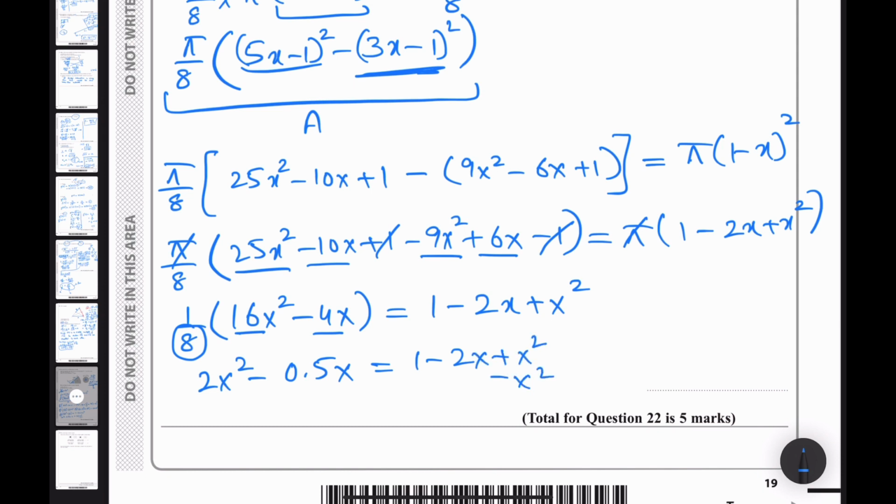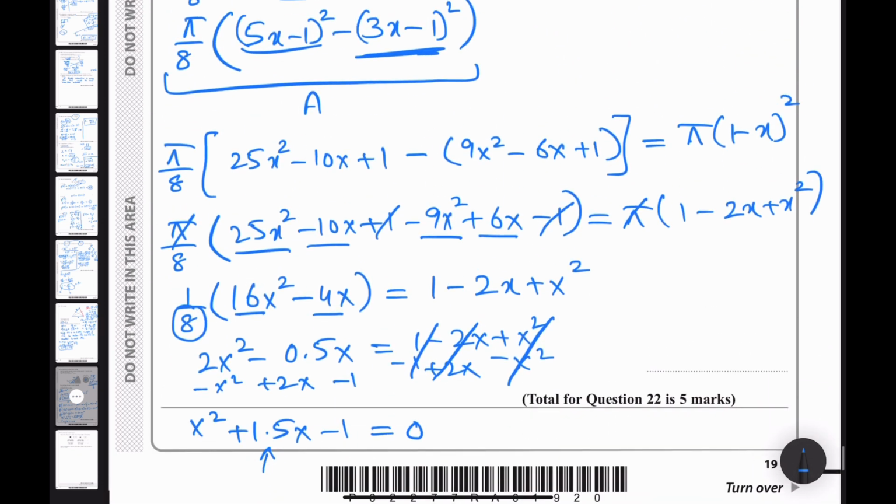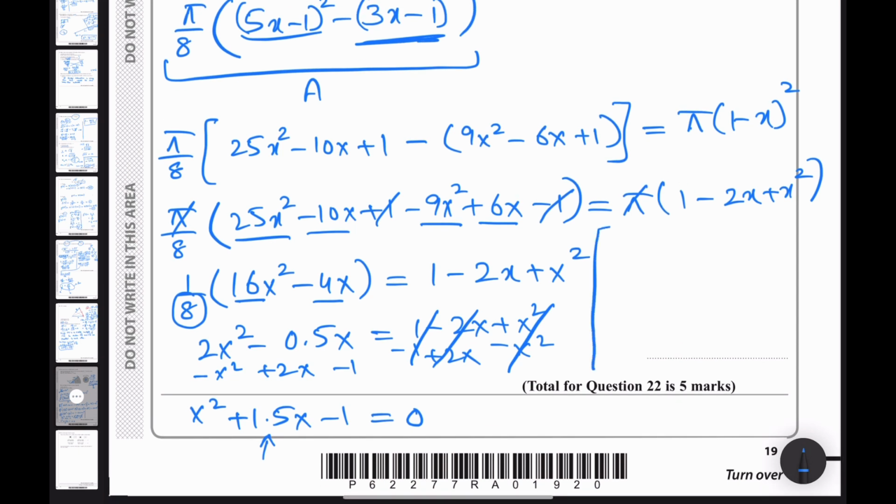Now I'll just subtract x square on both sides. I'll bring all the x's on the left side, plus 2x on both sides, minus 1 on both sides. This will get cancelled, cancel, cancel. So on the left side I'll be left with x square plus 1.5x minus 1 is equal to 0. Now I'll multiply the whole equation by 2 to get rid of this decimal. So let me just copy it here. 2x square plus 3x minus 2 is equal to 0.